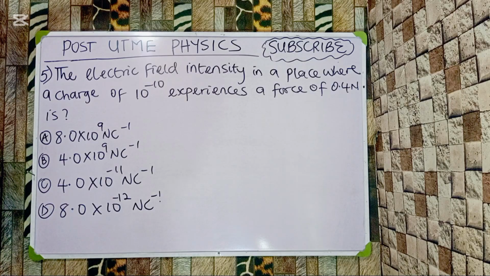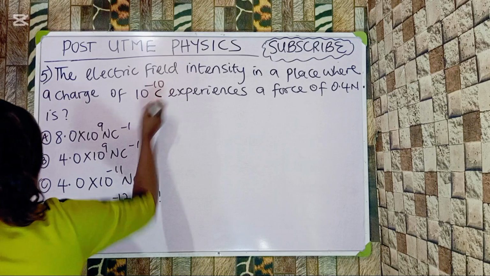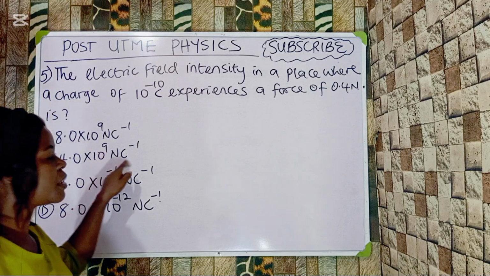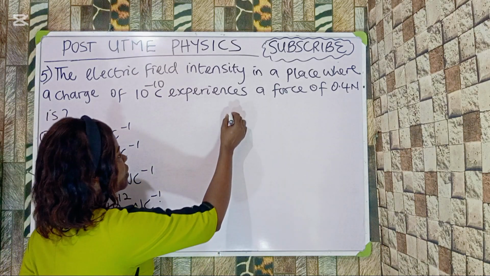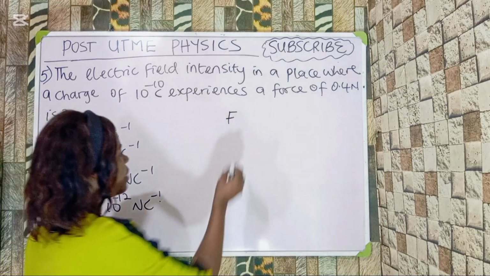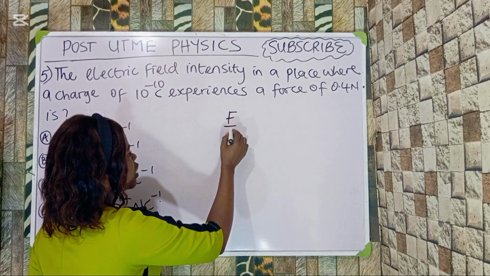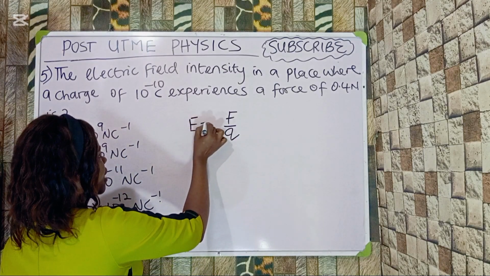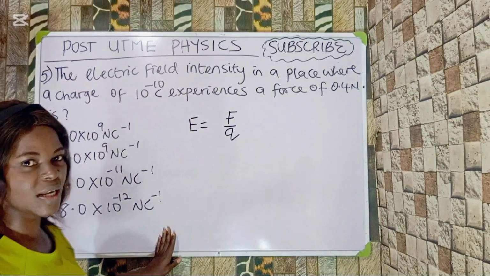Question 5. The electric field intensity in a place where a charge of 10 power minus 10 coulombs experiences a force of 0.4 Newton is what? We have the following options. So the question is, how do we get the electric field intensity? Even without knowing the formula, look at the units. Newton per coulomb. Newton means force, and coulomb means charge. That means Newton over coulomb is force over charge. Now we can indirectly get our formula from the units. You see that it's very simple.